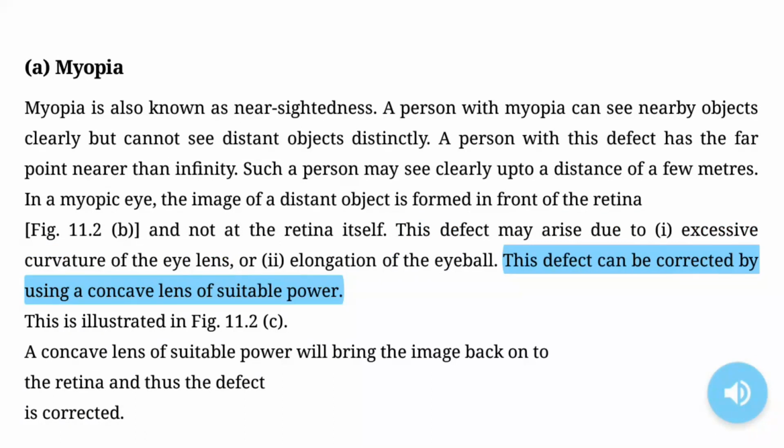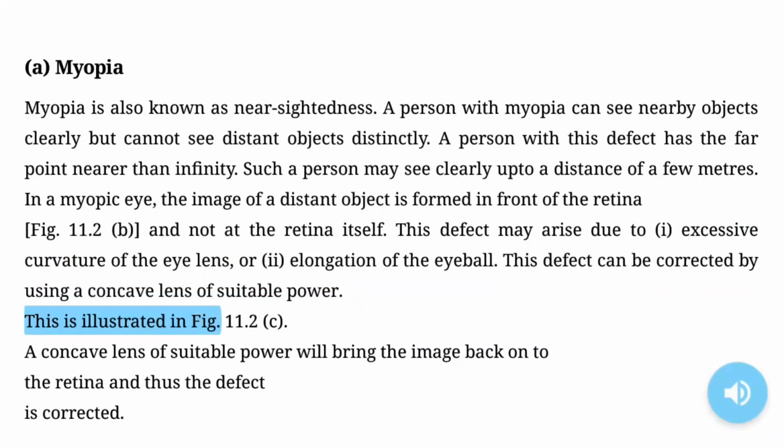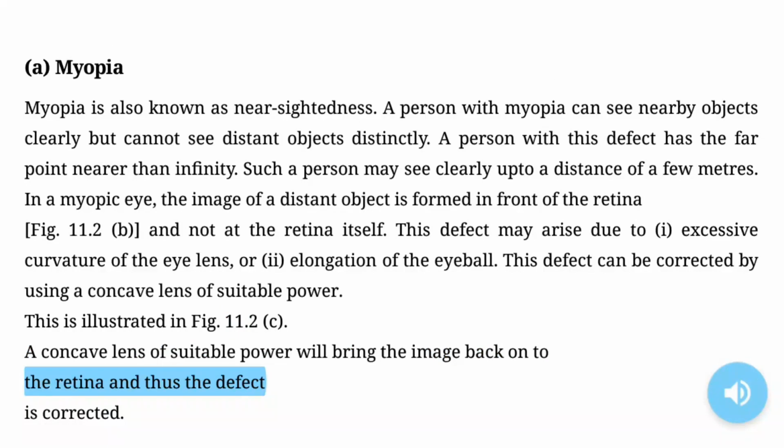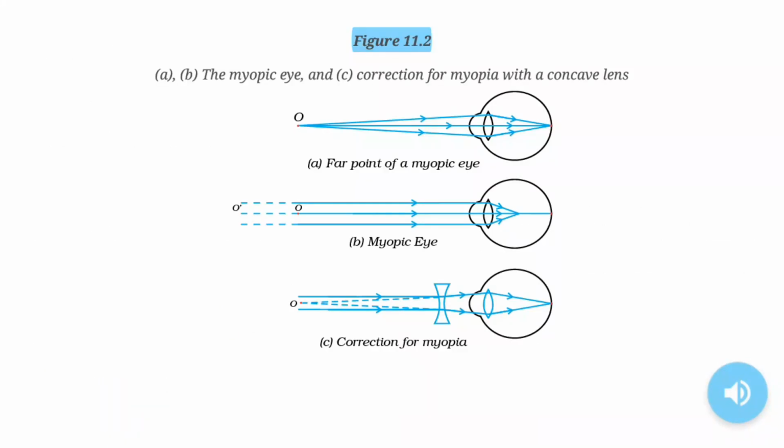This defect may arise due to excessive curvature of the eye lens, or elongation of the eyeball. This defect can be corrected by using a concave lens of suitable power. This is illustrated in Fig. 11.2c. A concave lens of suitable power will bring the image back onto the retina and thus the defect is corrected. Figure 11.2. B. The myopic eye, and C. Correction for myopia with a concave lens.